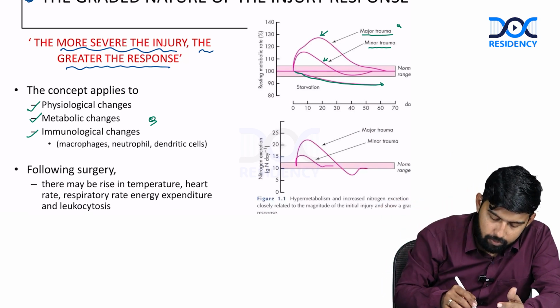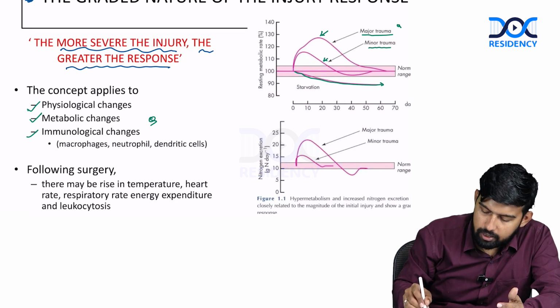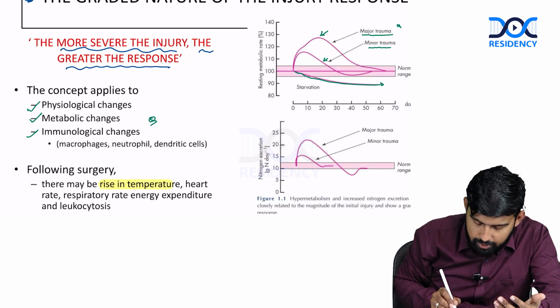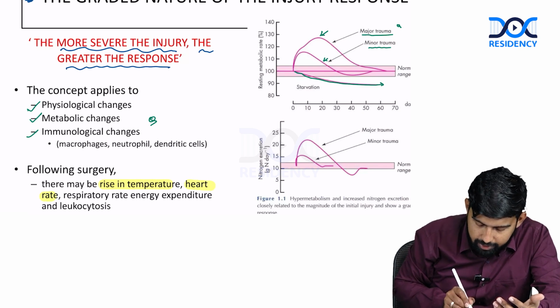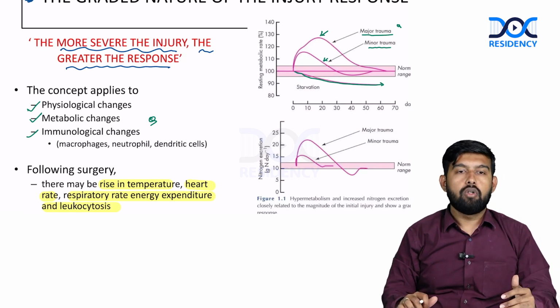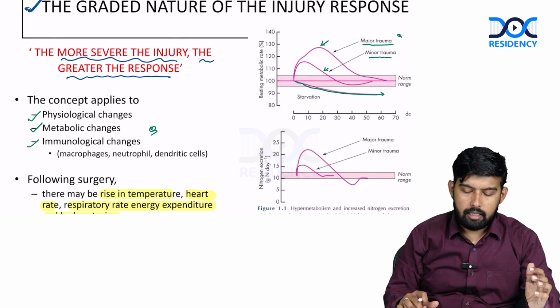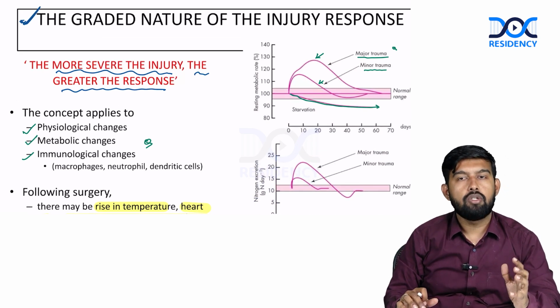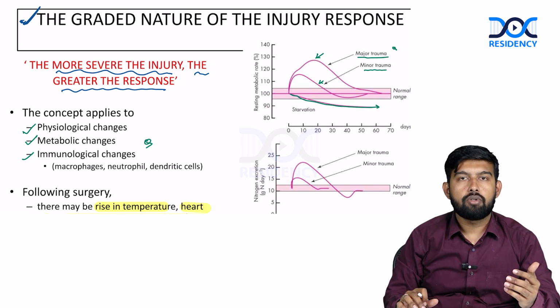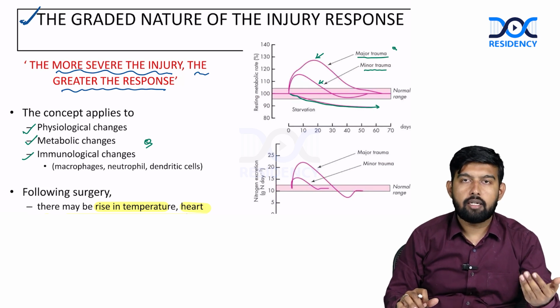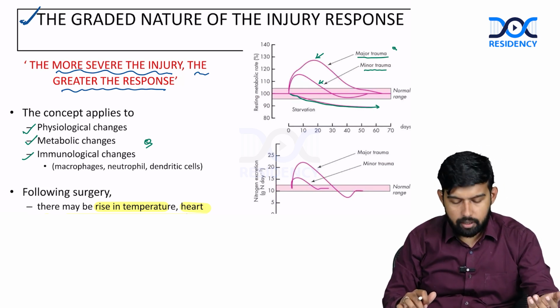So the effect of metabolic response can cause a rise in temperature, increased heart rate or respiratory rate, or an increase in energy expenditure. And there is an increased WBC count. So the nature of the injury is directly proportional to the response, or the response directly depends upon the nature of the injury. The higher the injury, the higher will be the metabolic response.